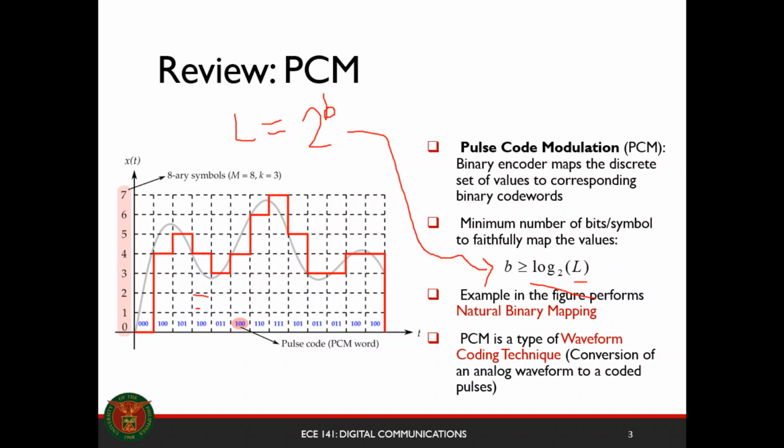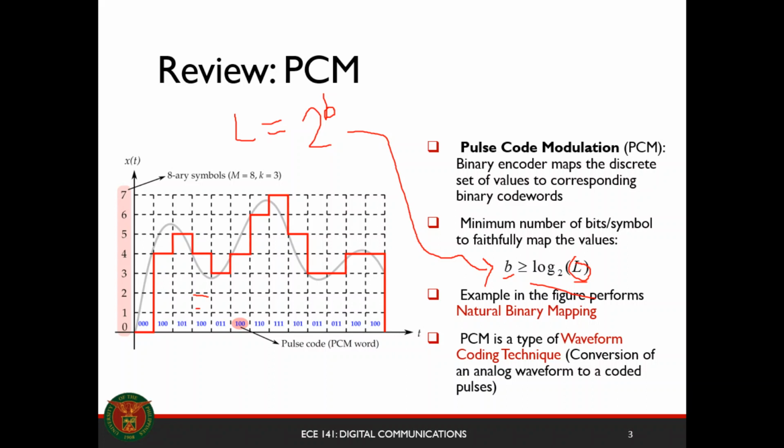Now, depending on the number of levels, you need to assign an appropriate number of bits. If you want to represent the signal more accurately, you need to have more levels. But to have more levels, you need to have more bits. And to completely represent the number of levels that you're using, your number of bits should be greater than or equal to the logarithm of the number of levels base 2. Okay?